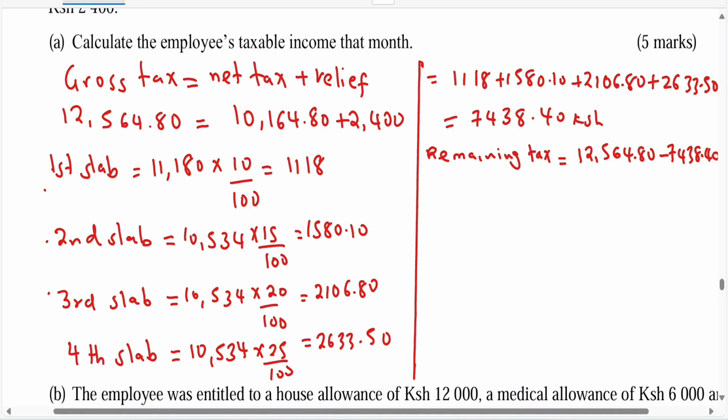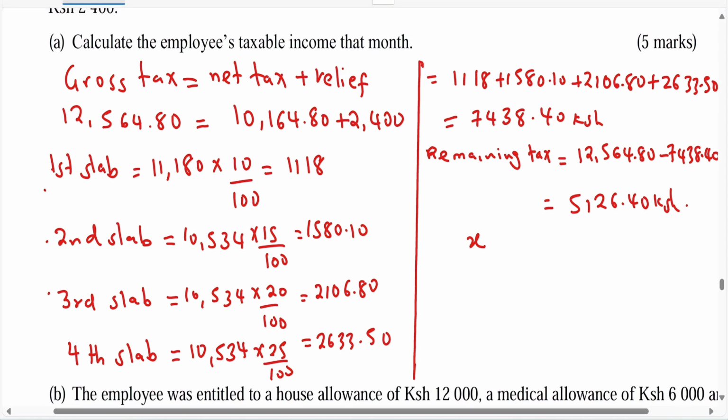5,126.4. 5,126.40 Kenya shillings. Sasa hiyo iko kwenye fifth slab. So if you want to get the taxable income in the fifth slab, usually we assume that taxable income ambayo iko kwenye fifth slab ni x.